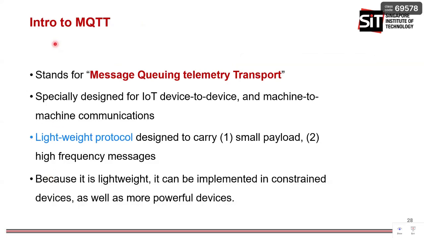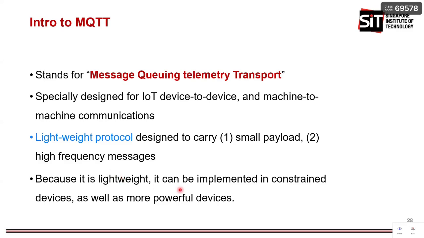So what is MQTT? I mentioned before, it is specifically designed for IoT, right? It allows device to device, machine to machine communication. But there is a catch, later I'll explain. It is lightweight, so the data packet that you're sending is small. It supports high frequency, and because it's small, it's not going to cause a lot of bandwidth occupancy within the network, right? This can reduce traffic.